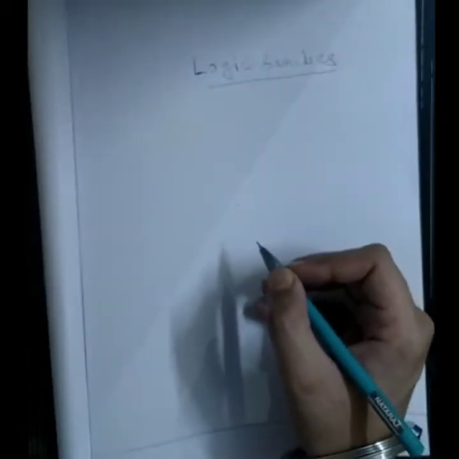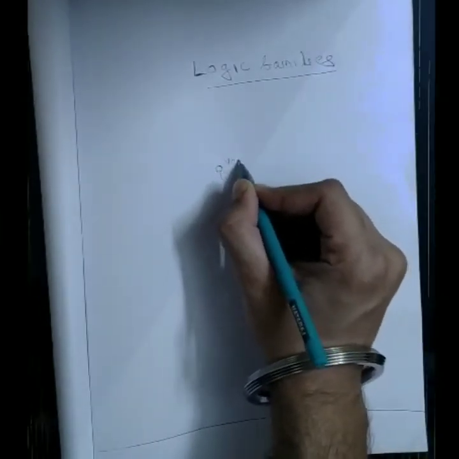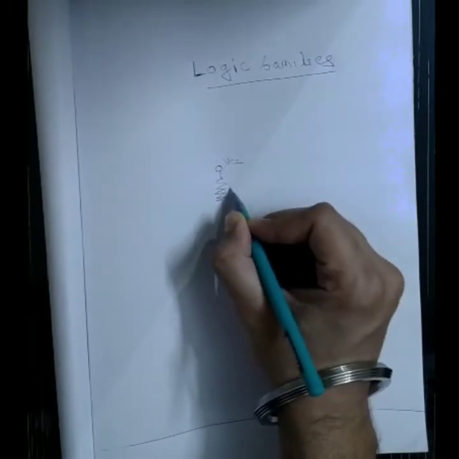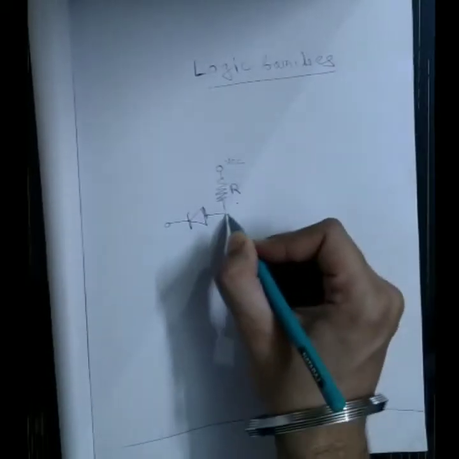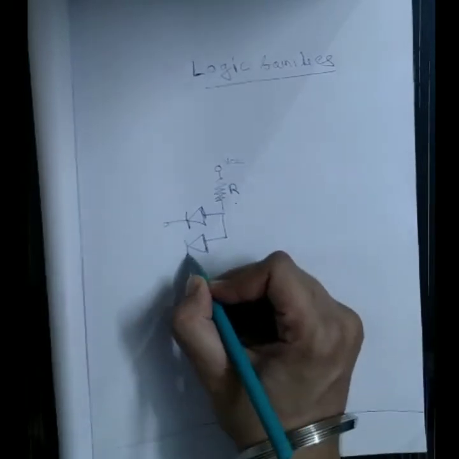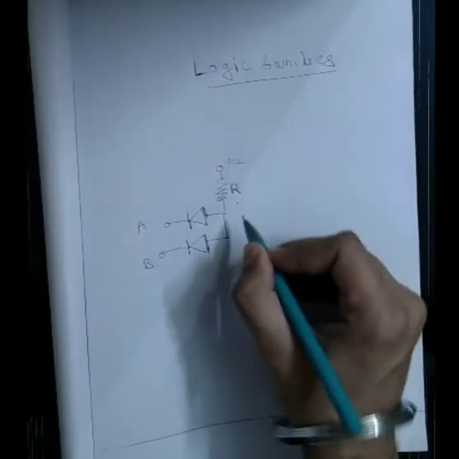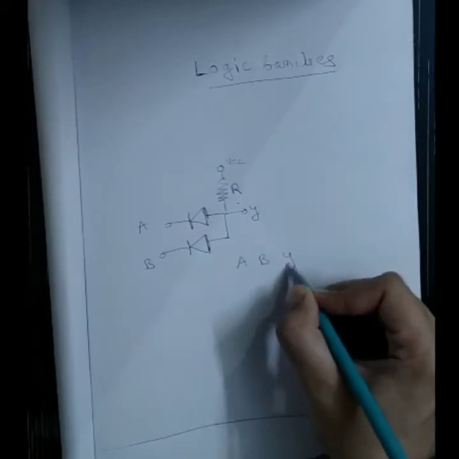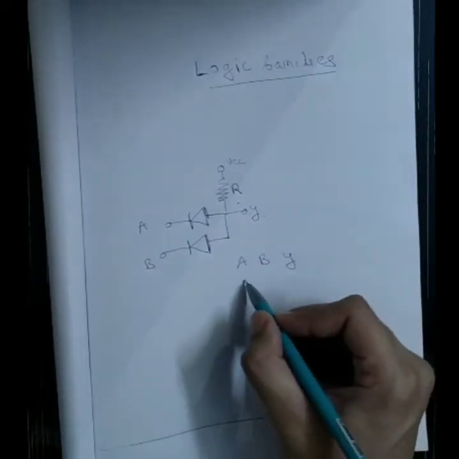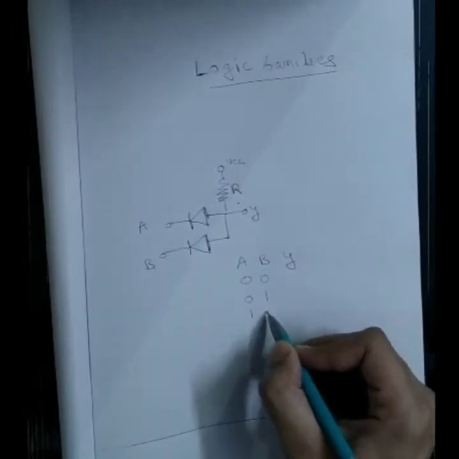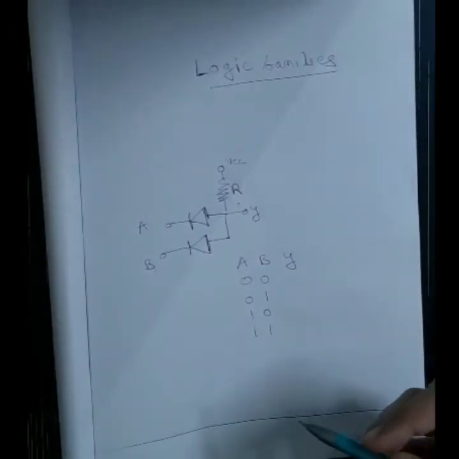Okay. Before going to families, I will design a circuit and we will analyze it. So the circuit goes like this. Right, this is a circuit, and let's analyze it. Let's take A, B, Y. As there are two inputs, A and B are inputs and Y is the output. As there are two inputs, a total of 4 combinations are possible, that is 00, 01, 10, 11, where 0 means low and 1 means high.